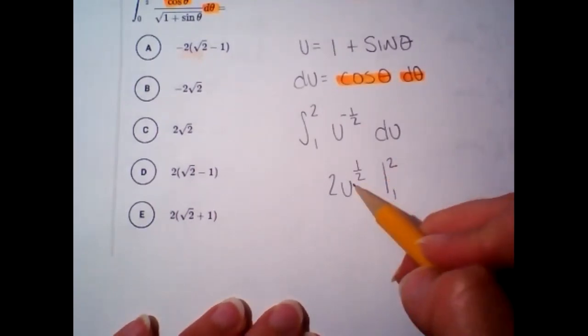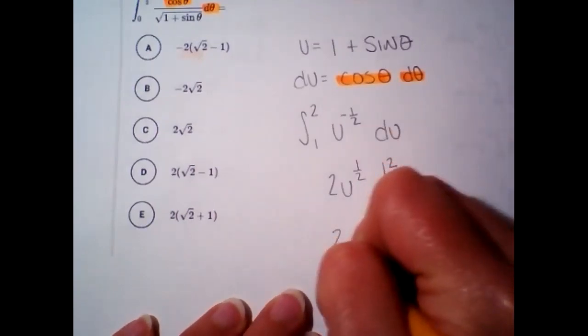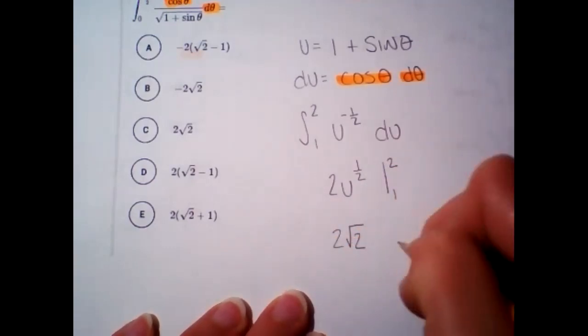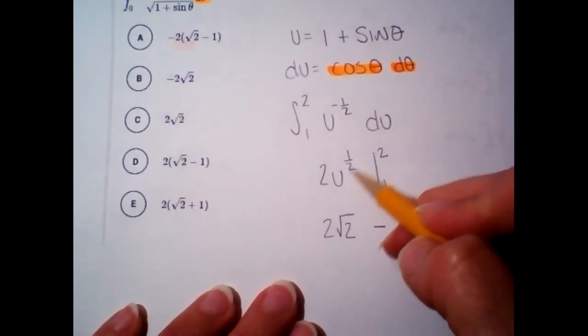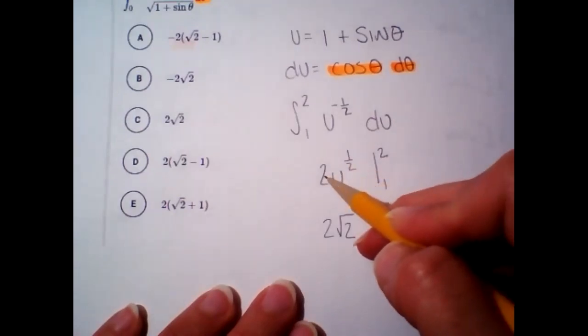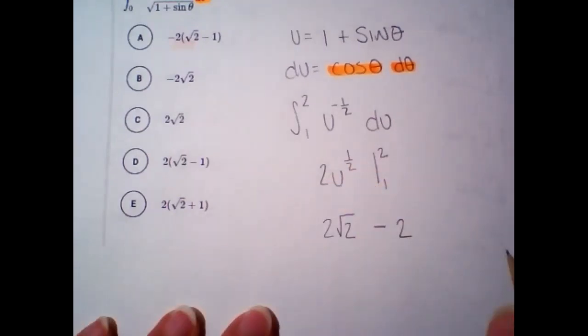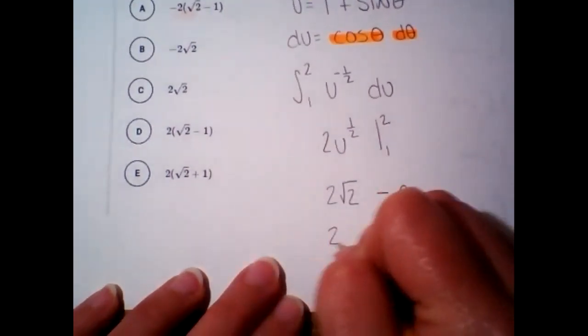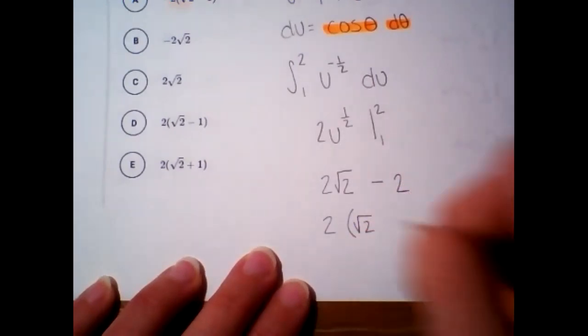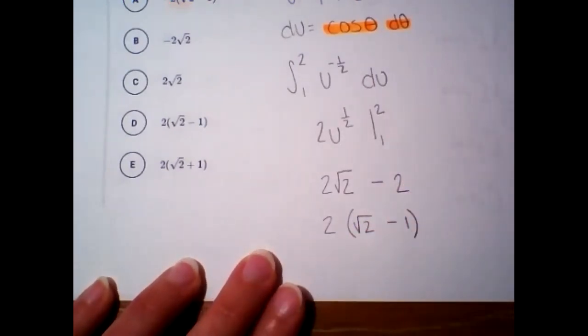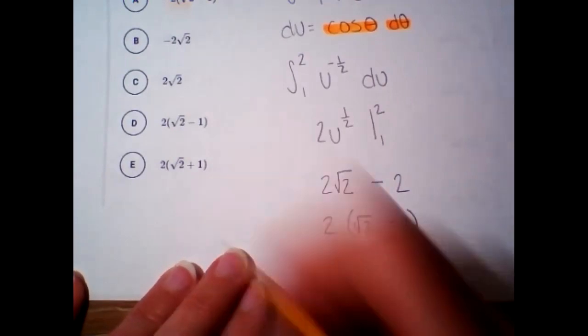So if I plug in 2, 2 to the 1/2 means square root of 2, minus, and then if I plug in 1, square root of 1 would just be 1, and then times 2 would be 2. And then looking at the choices, it looks like they factored out a 2. So if you factor out a 2, you'll be left with square root of 2 minus 1. So that one is D.